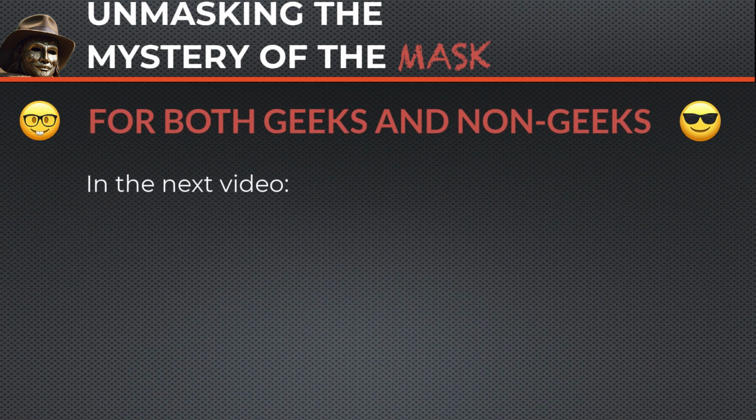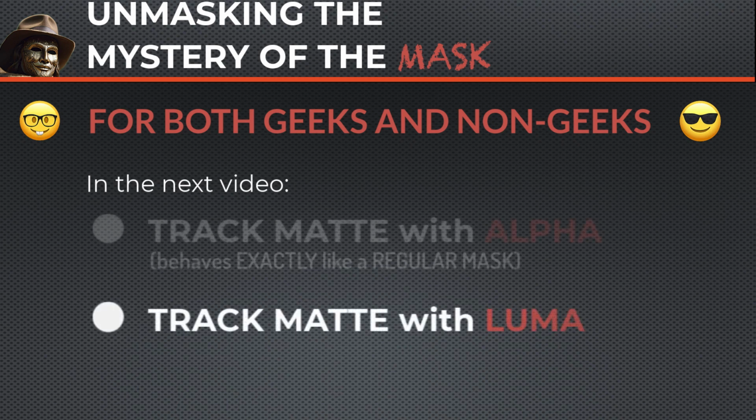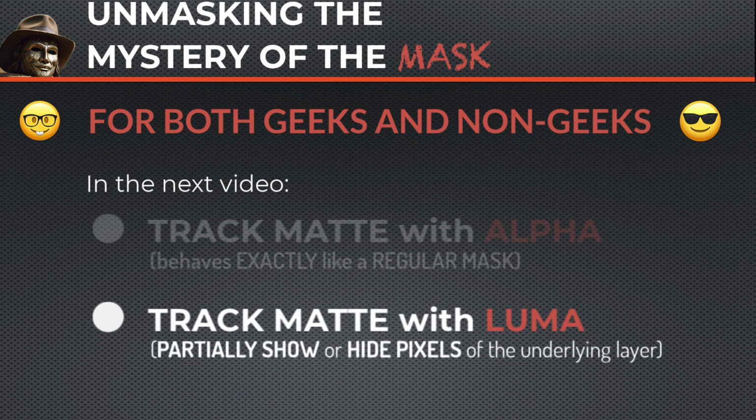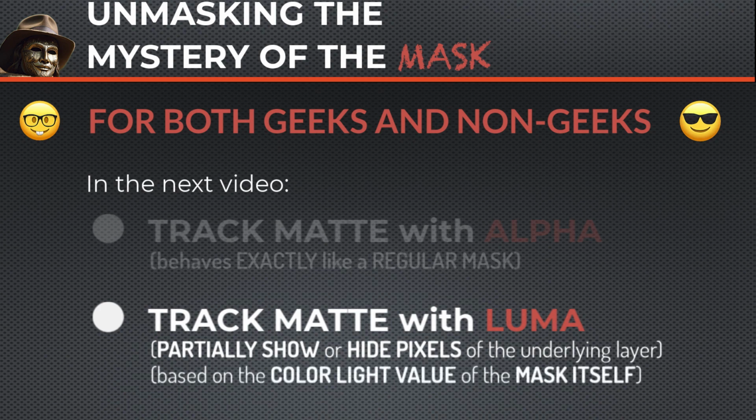In the next video, I will show you how to use a track matte mask using Luma that will partially show or hide pixels of the underlying layer it is masking based on the color light value of the mask itself.